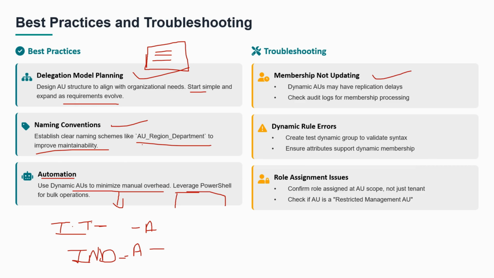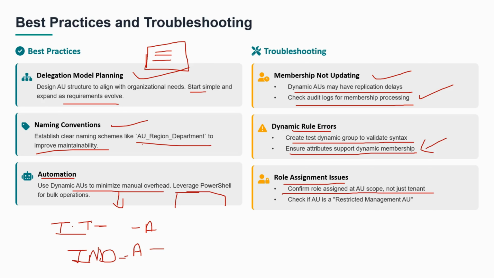Troubleshooting: if membership is not updating, go and check the details on the left side. Dynamic rule error: create a test dynamic rule and validate the syntax. Yes, these are the basic steps that we need to follow. Role assignment: confirm the role assignment is at AU scope, not just tenant. Check whether the AU is a restricted management AU. If you are not able to add users to the particular AU, confirm your role or check whether it is a restricted AU. If it is a restricted one, then nobody can add from tenant-wide. Only users who have permissions under that particular AU can add or modify the users over there.